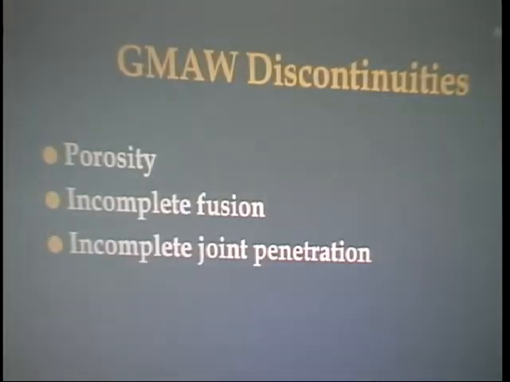Discontinuities. By this time, everybody should know what a discontinuity is. You've been taking enough classes. The difference between a defect and a discontinuity is that a discontinuity is any interruption in the weld metal, and that becomes a defect if it exceeds acceptance standards. So some of them are porosity, incomplete fusion, which is a big one, and incomplete joint penetration. Again, write those down. I may ask you to name one discontinuity that is associated with gas metal arc welding.